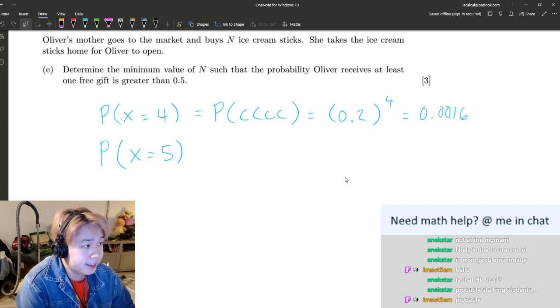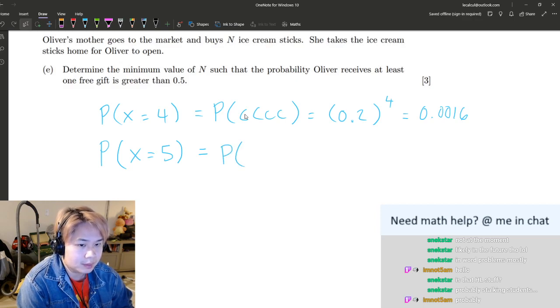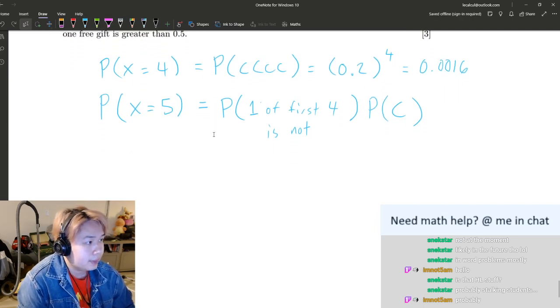So the probability that he gets it on his 5th popsicle stick means that one of the first 4 is not a coupon. So this is the probability that one of the first 4 is not. And then this is multiplied by the probability that the 5th one is. So probability of a coupon. Okay.